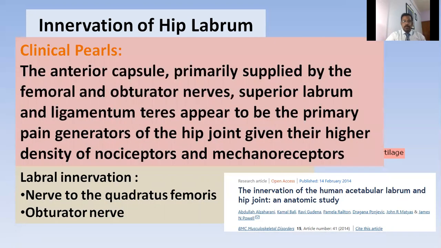So the clinical pearl is the anterior capsule, primarily supplied by the femoral and obturator nerve, and the superior labrum and the ligamentum teres, primarily supplied by the nerve to quadratus femoris and obturator nerve, appear to be the primary pain generators of the hip joint, given their high density of nociceptors and mechanoreceptors. So you have to plan which block to give so that you don't have pain. These are the places where the nociceptors are maximally present. So you have to plan your block accordingly so that your patient doesn't have pain following any hip joint surgery.